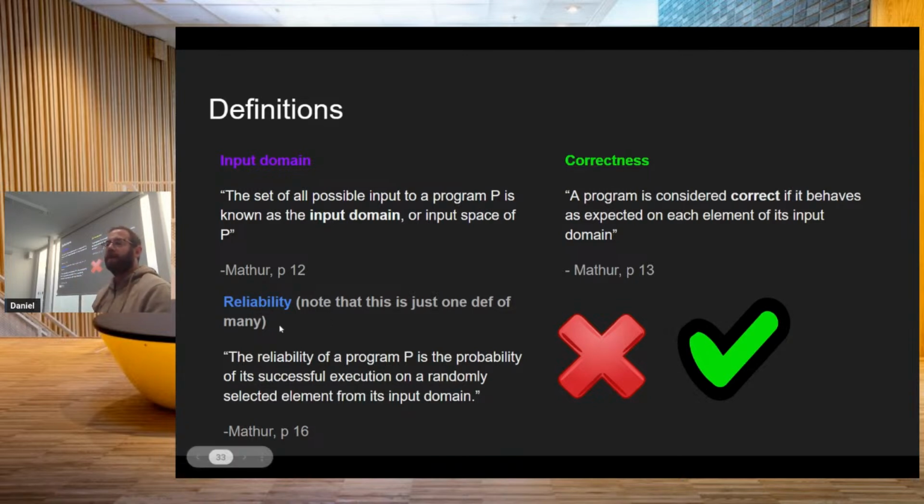And reliability is like this. Reliability of a program is the probability of its successful execution on a randomly selected element of its input domain. So if there are 10 different values in the input domain, how many of these 10 inputs would produce a correct behavior? Let's say that only when I send a 0, the bug appears. If I send 1 to 9, then the bug does not appear. So the reliability is 90% for that one.